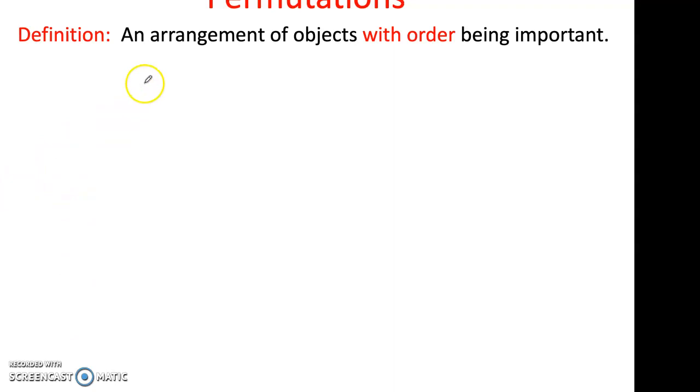We're going to talk about permutations. Permutations today means order matters. P, permutations, P, position. If you have a specific position, order matters. So the definition is an arrangement of objects with order being important.